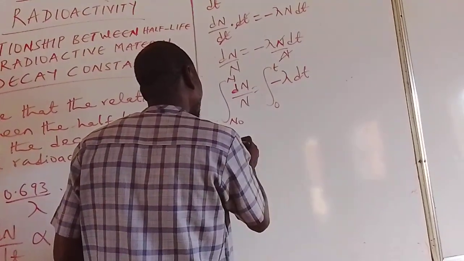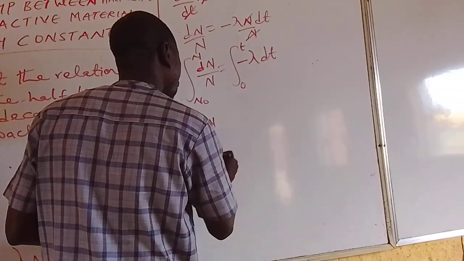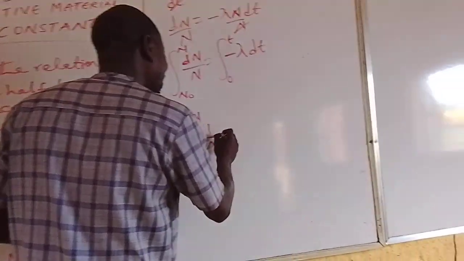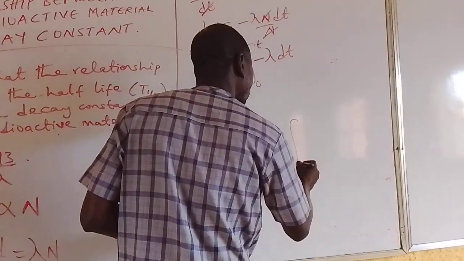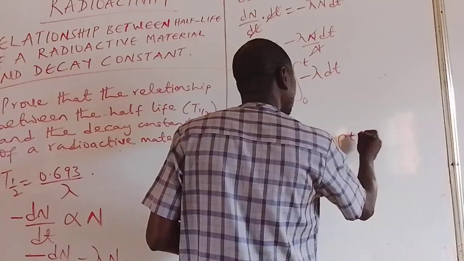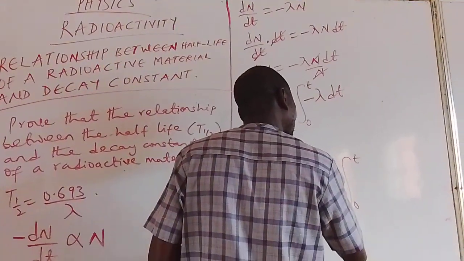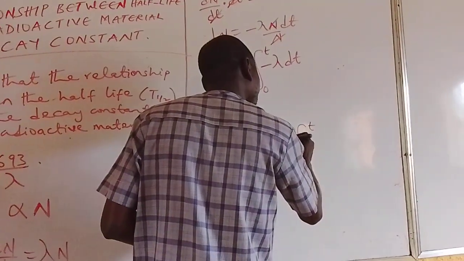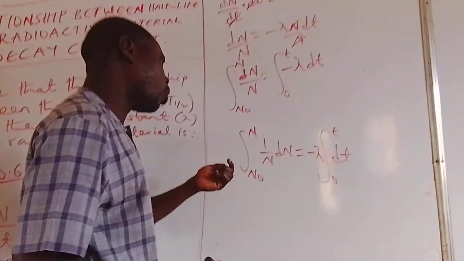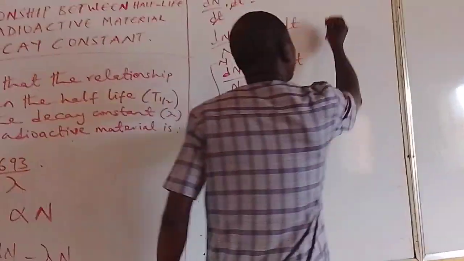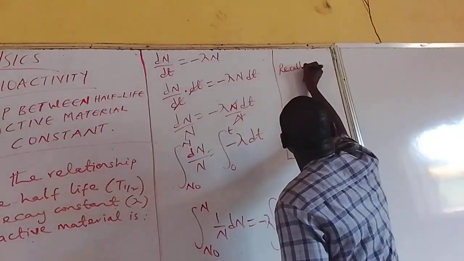So this can also be written as the integral with upper limit n, lower limit n naught, of 1 over n dn, is equal to the integral with lower limit 0, upper limit t, of minus lambda dt. That minus, I'll bring it out of the integral, and lambda too, because they are both constants. So I will have minus lambda n dt. So the next procedure at this junction, recall.